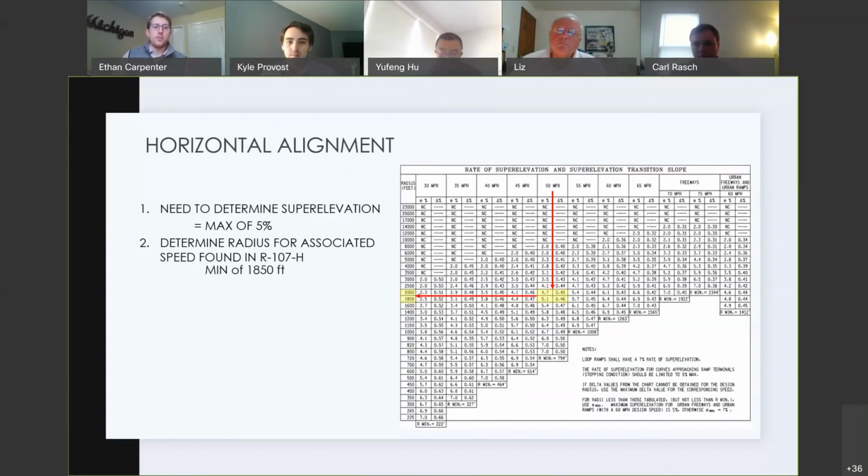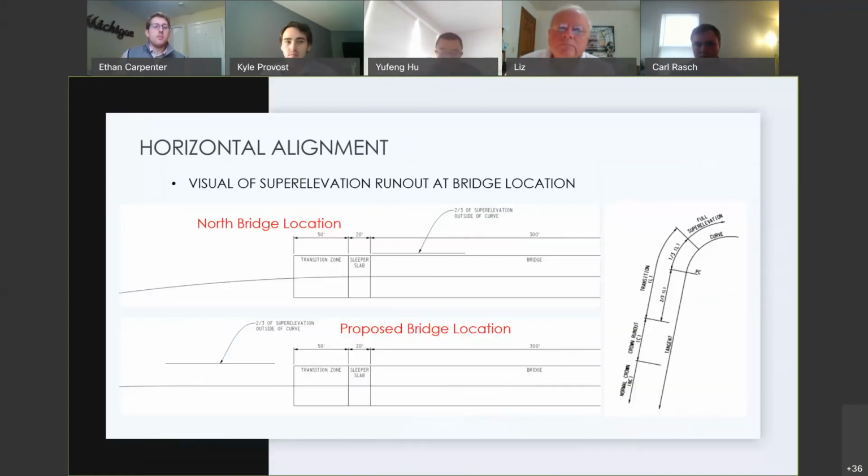Finally, for the horizontal curve, we needed to analyze where the super elevation transition would end. This transition extends 2/3 outside of the curve. To determine this location, we used MicroStation smart lines by tying the 2/3 length to the endpoints of the curve and adjusted the radius until the transition no longer continued onto the bridge deck.